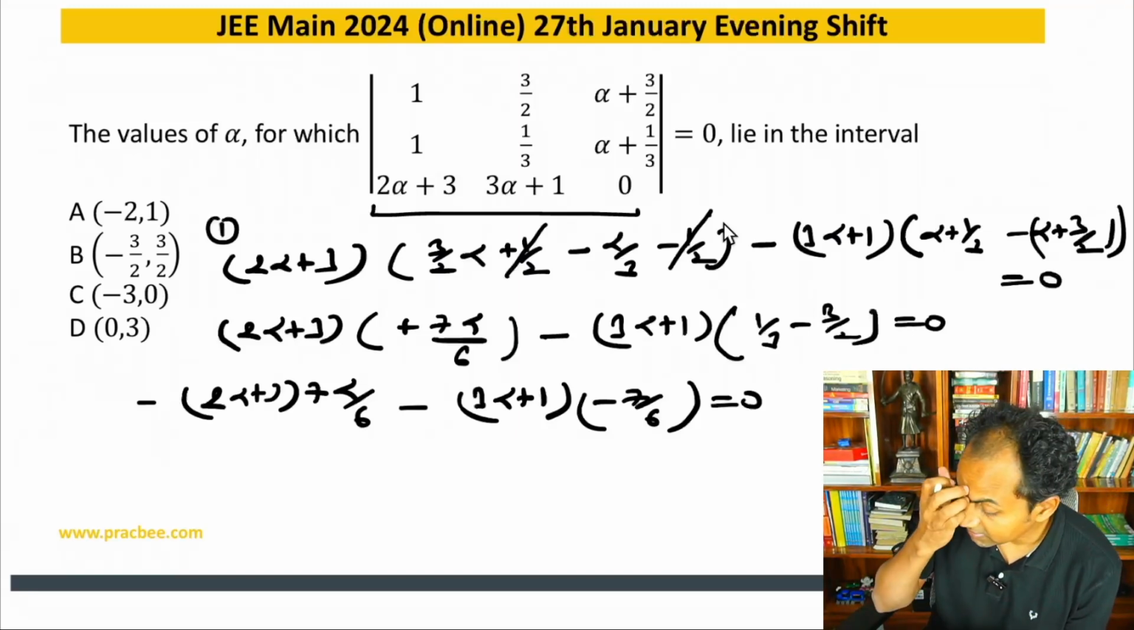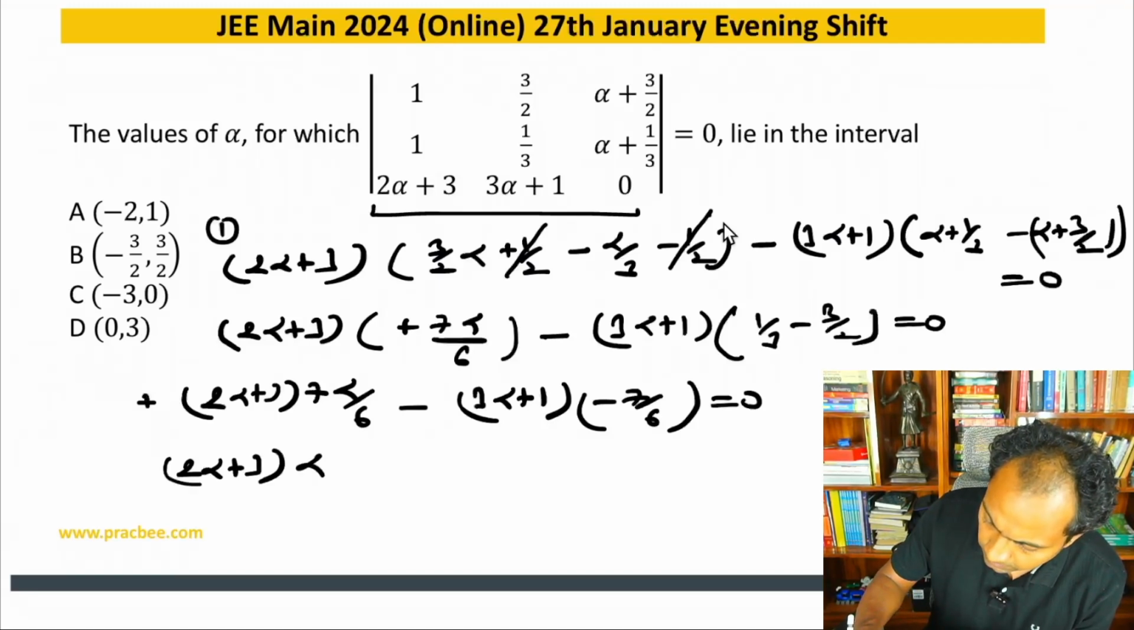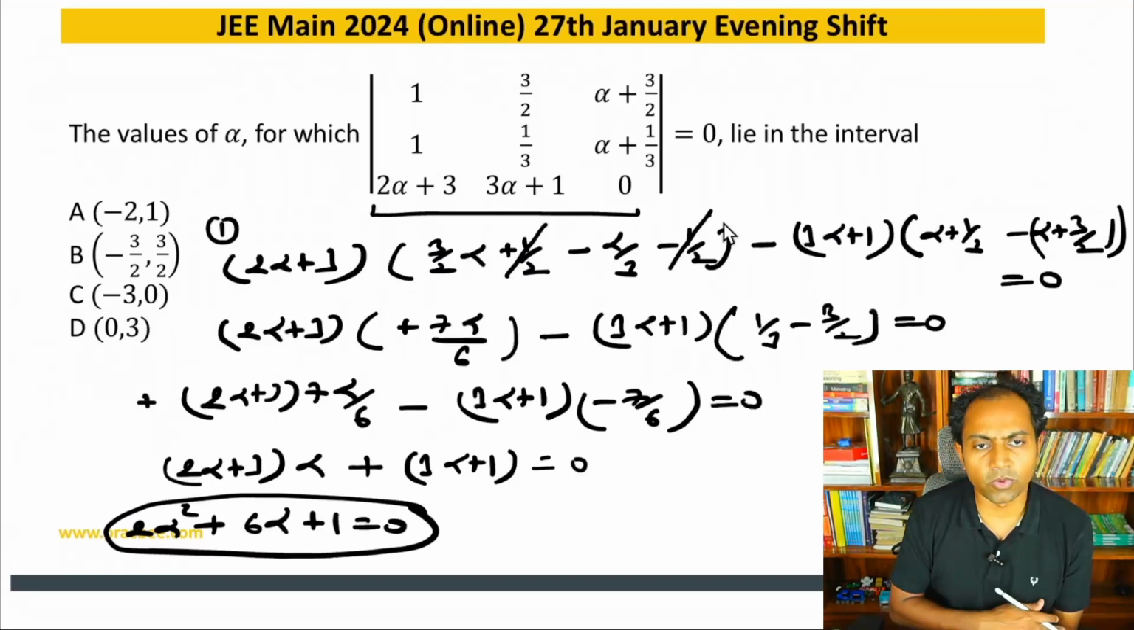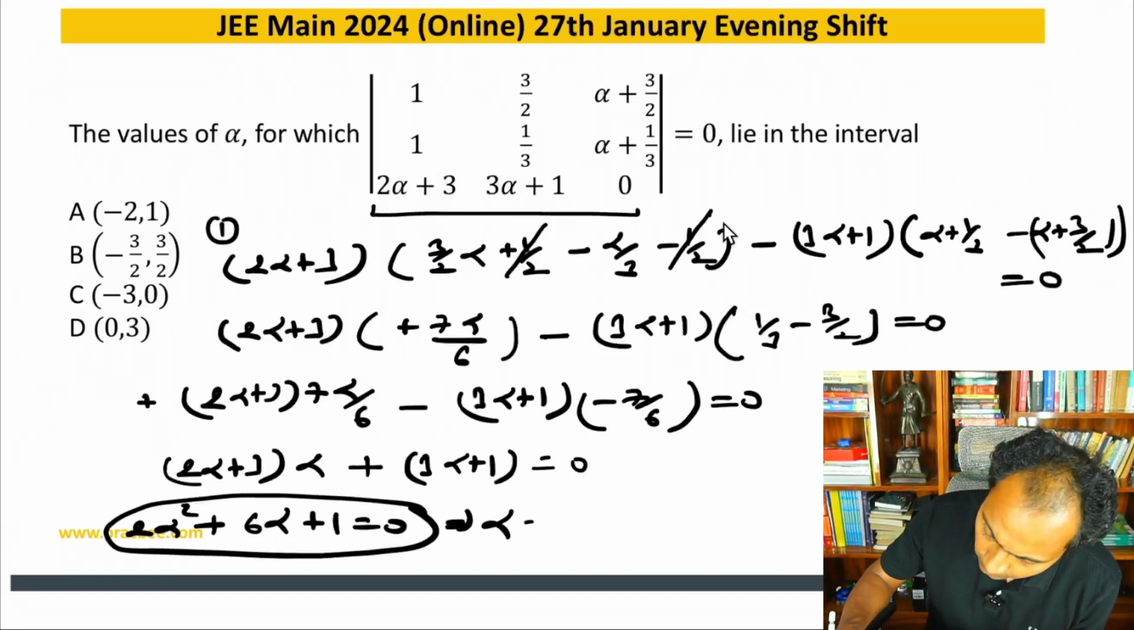So once we have done this calculation, we can clearly see that 7 by 6 will go away. 2 alpha plus 3 alpha plus 3 alpha plus 1 would be equal to 0. That is nothing but 2 alpha square plus 6 alpha plus 1 is equal to 0. So this is the quadratic that we are getting. All we need to do is apply the quadratic formula and get the value of alpha.